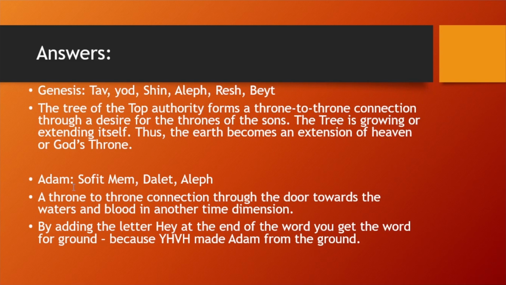So the difference between Mem and Sofit Mem: it is like the beginning of a river flowing, and then there's a waterfall, you have the next level of the water. So if the river flowing is Mem, then the waterfall and the next level of the water is Sofit Mem. It means the water has changed position.